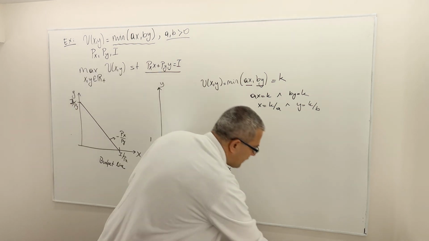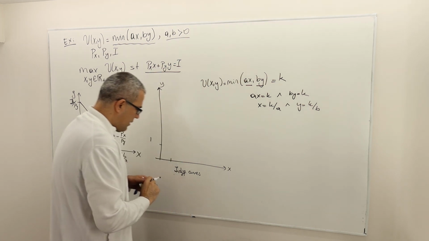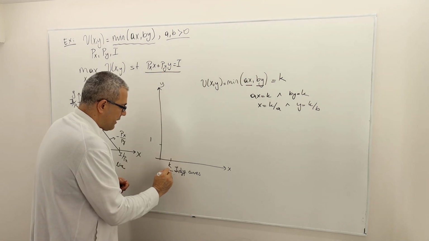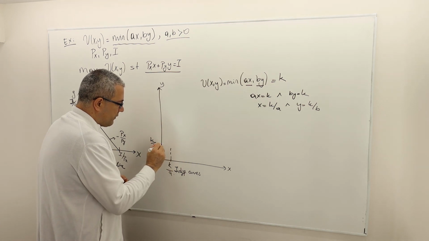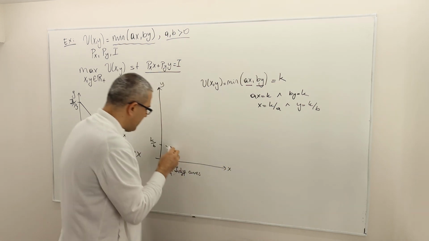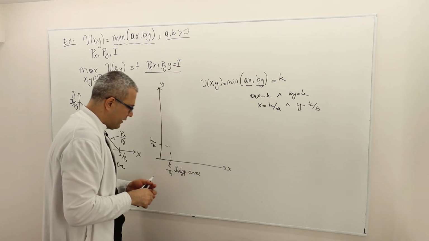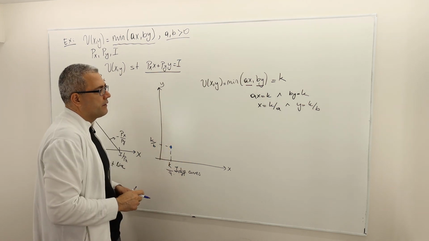So let's suppose k over a is here, and let's suppose k over b is here. Sorry for my mix up. So this is the first point. Let's color the indifference curves in blue rather than black. So this is my first point on my indifference curve.